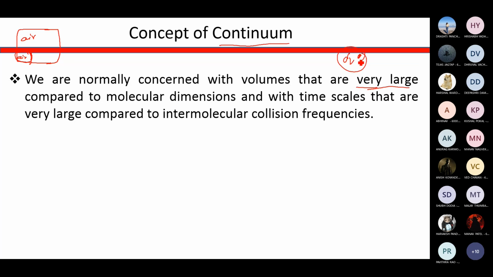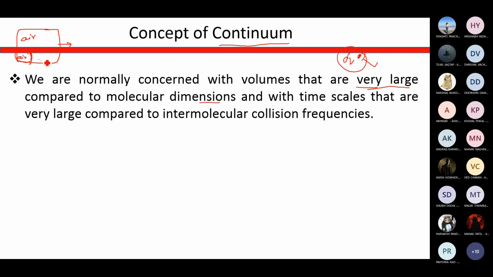Now what is the delta V dash? It was the limiting volume, 10 raised to minus 9 millimeter cube, such a small volume. So any system you come across in daily life is going to have a volume large compared to this limiting volume delta V dash. This is what the first line says. Even compared to the molecular dimensions, it is a very large volume selected.